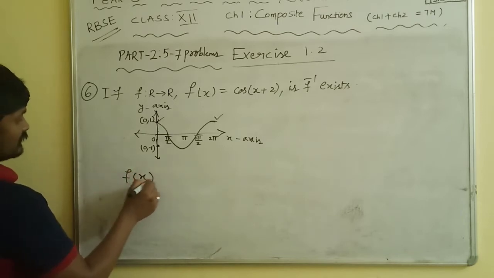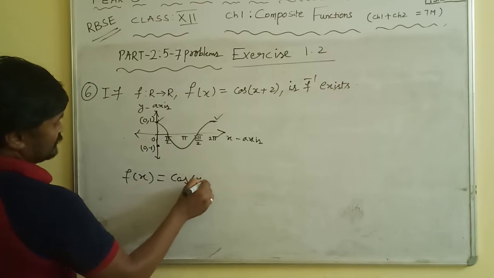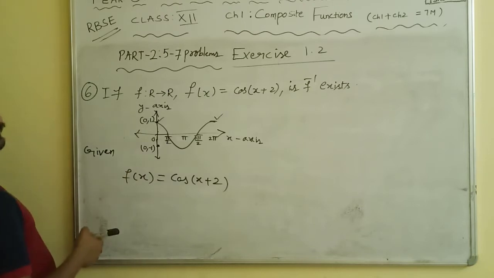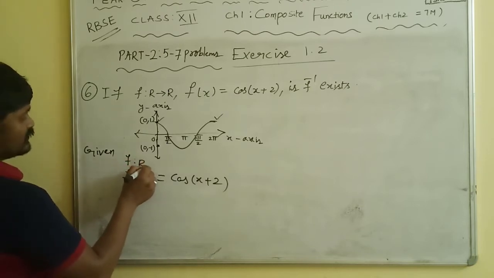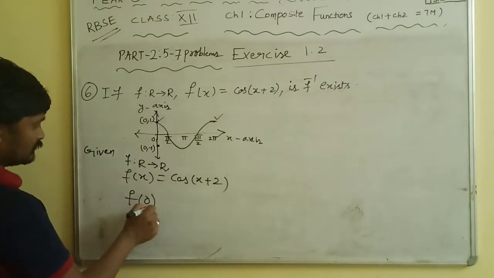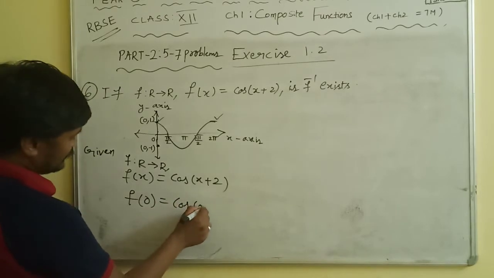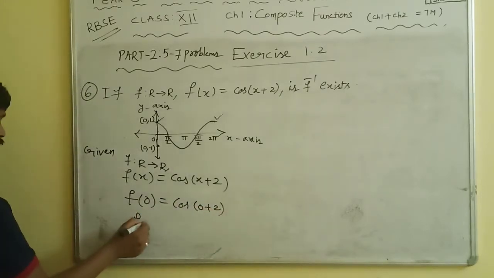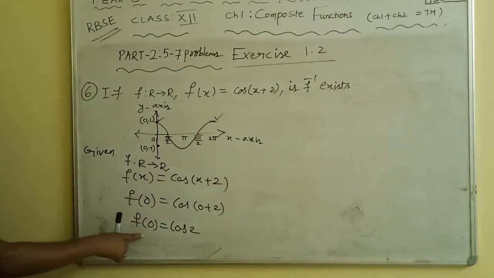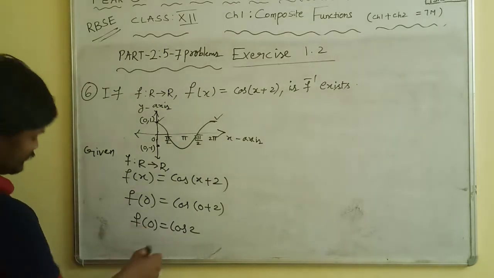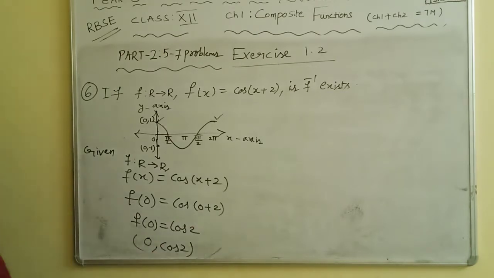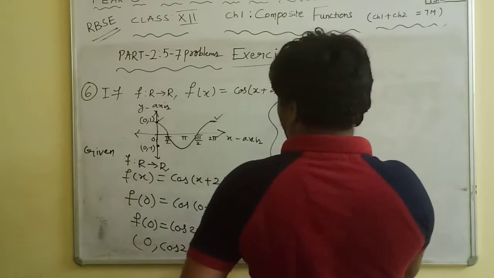So f of x is equal to cos x plus 2. Now I am solving this: given f of x is equal to cos x plus 2, f maps R to R. First I will keep 0. Then what will happen? Cos 0 plus 2. So f of 0 is equal to cos 2. If you substitute 0, you get the answer cos 2, which means the point is 0 comma cos 2.